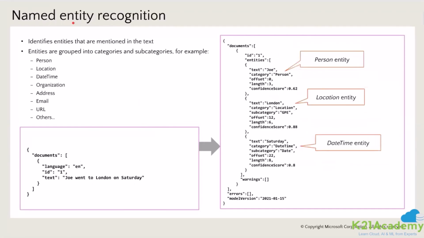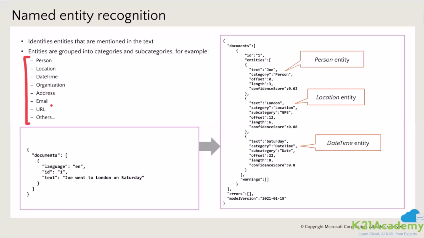We also discussed named entity recognition, which we also call NER in NLP. If you want to group all these categories or subcategories, we can extract all these things, be it a person, location, date, time, organization, address, email, URL.